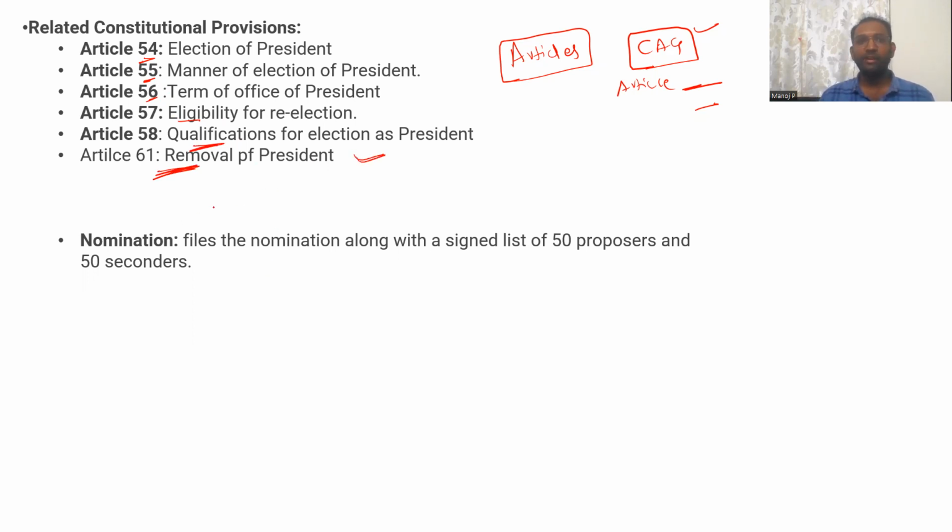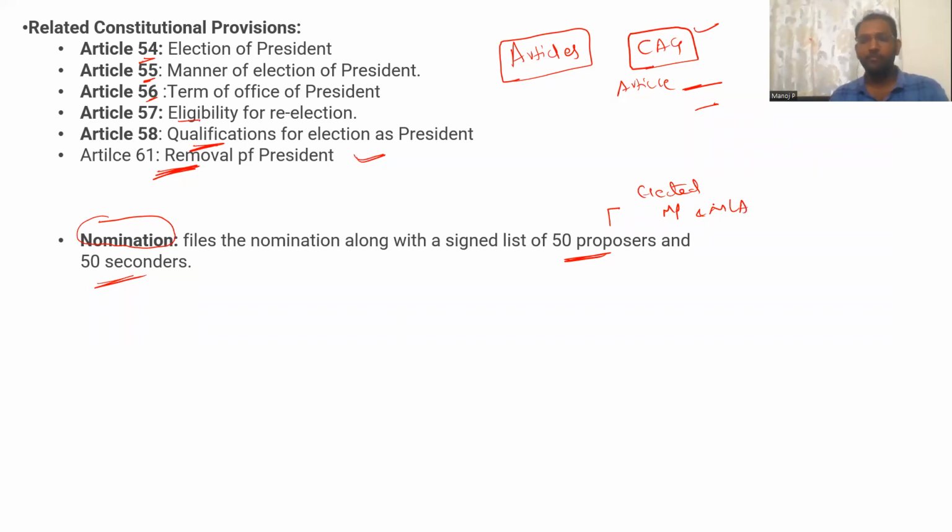Now the candidate who wishes to contest the elections has to file his nomination. Such a nomination has to be seconded by 50 proposers and 50 seconders. Now who are these proposers and seconders? They are the elected MPs and MLAs who support the concerned nomination. Okay. Now you would have seen in the news the PM accompanying Smt. Draupadi Murmu, the candidate, when she was signing these nominations. So there, the Prime Minister of India is a proposer.